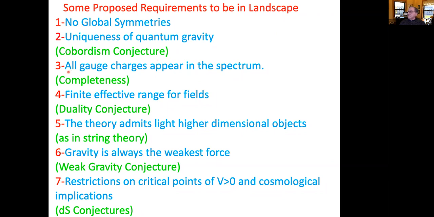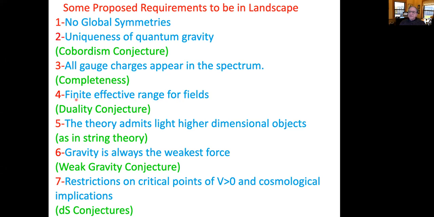The third criterion is that all gauge charges appear in the spectrum. So even though you don't have global symmetries, you can have gauge symmetries. In fact, the only symmetries you can have are gauge symmetries. And gauge symmetries typically give you charge. You can have charged objects. A consistent quantum gravity demands that all charges that can arise do arise. Everything is forced on you. So all charges are in the spectrum. This is a completeness criterion of quantum gravity.